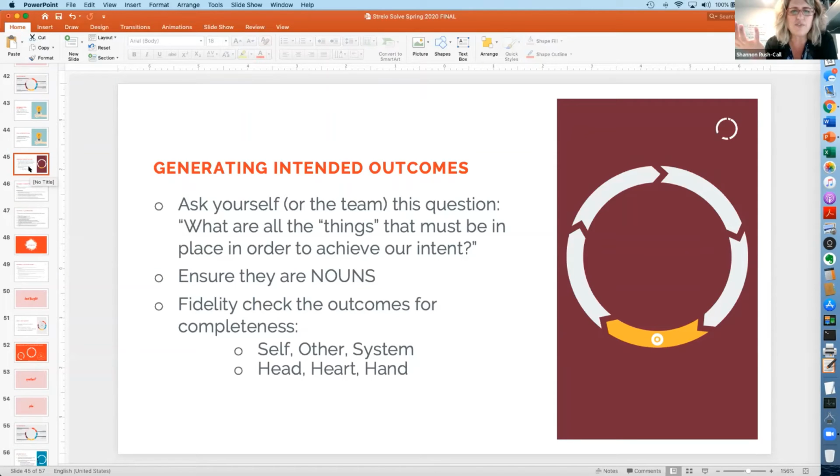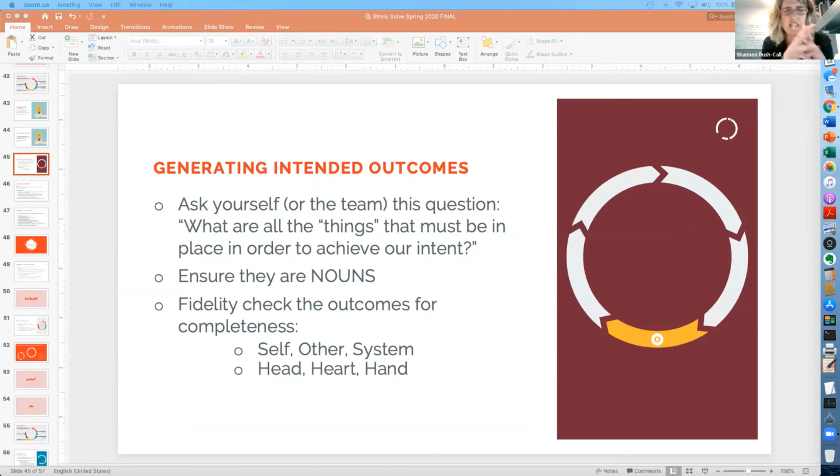This question for me works magic. Either you can ask it of yourself or of the team: what are all the things that must be in place in order to achieve our intent? And it might take a few rounds of that particular question, making sure that you're asking that of a broad group of stakeholders to get a real complete set of intended outcomes. But I find that prompt question to be incredibly helpful.